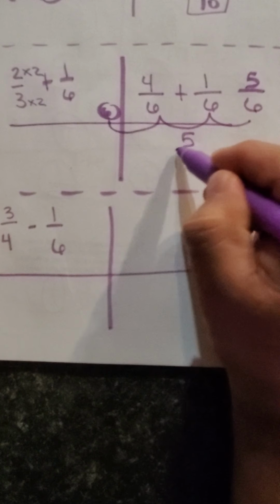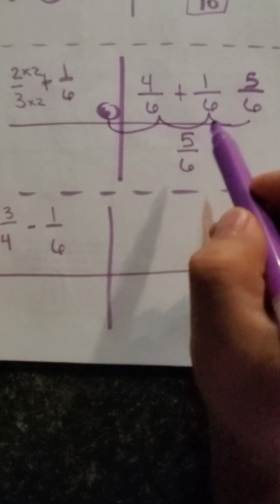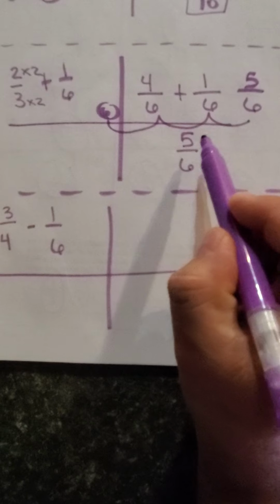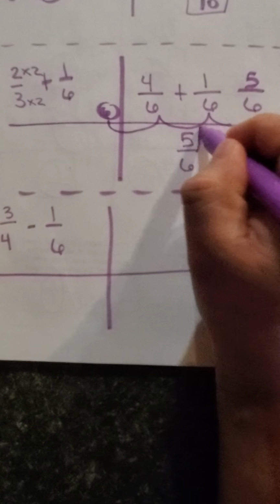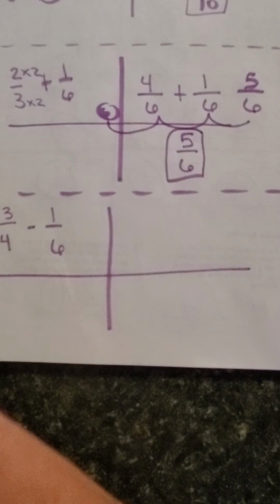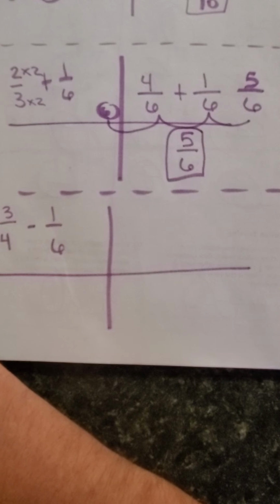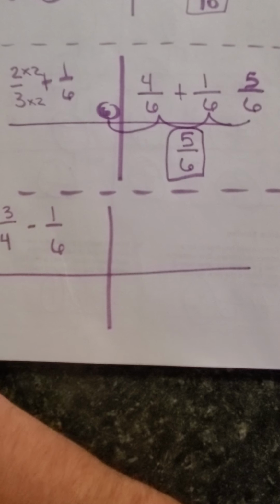Now, is 5/6 in the simplest form? Yes, because 5 cannot go into 6 equally, and 5 is a prime number. Anytime you end with a prime number in your numerator, it's automatically simplified. So 5/6 is your answer to number 2.